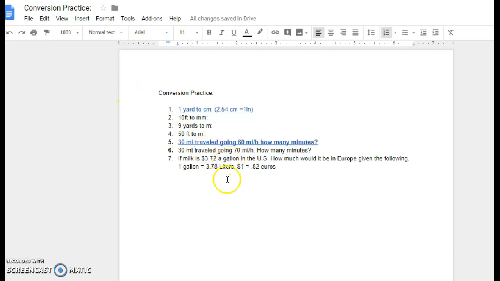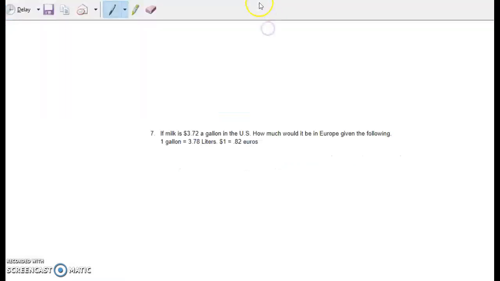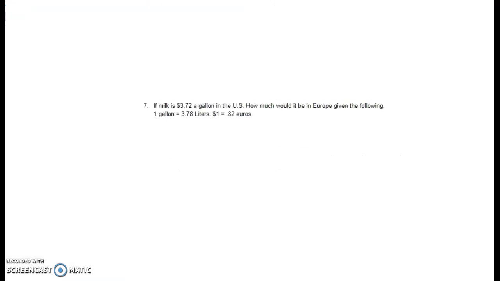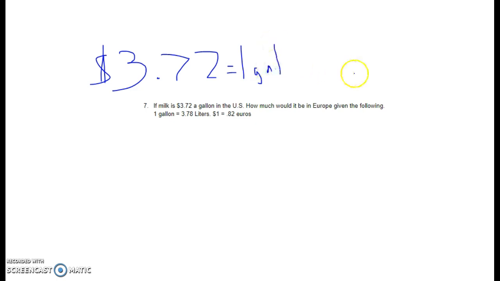Okay, so we're going to go ahead and do that right now. Looking at this information given, I know I got 3.72 gallons, so I'm just going to write $3.72 is equal to 1 gallon of milk. And I'm wondering how much in Europe it would be given the following information. 1 gallon is 3.78 liters and $1 is 0.82 euros.